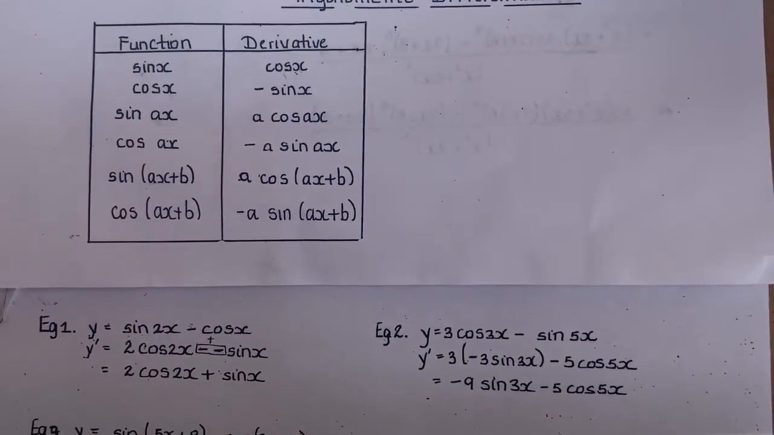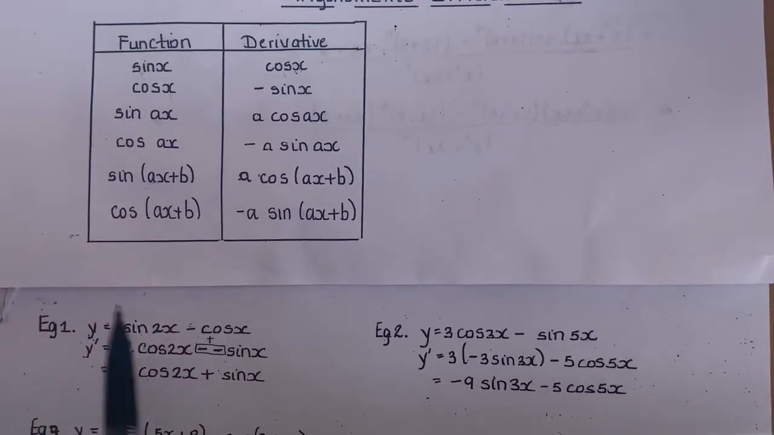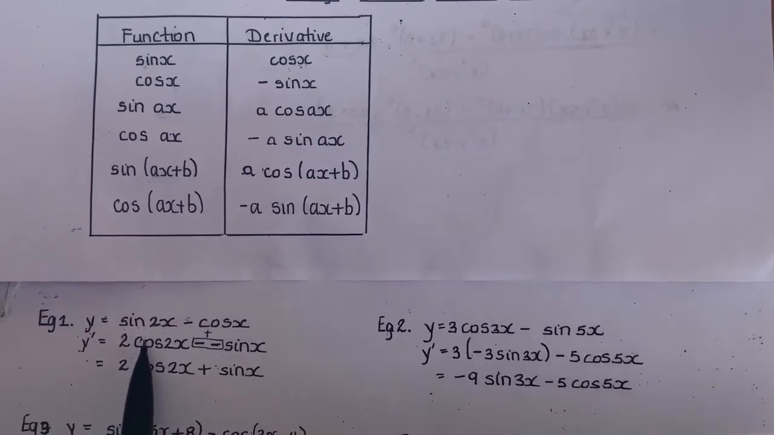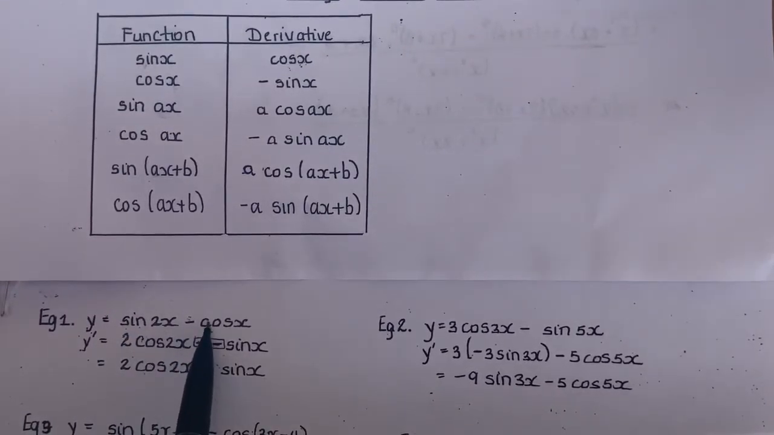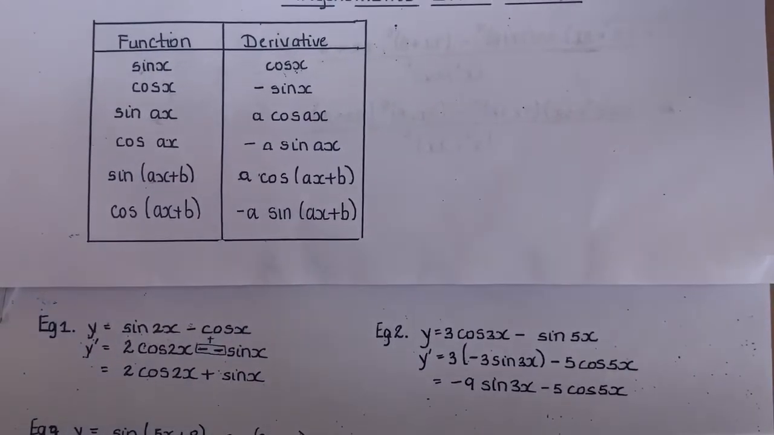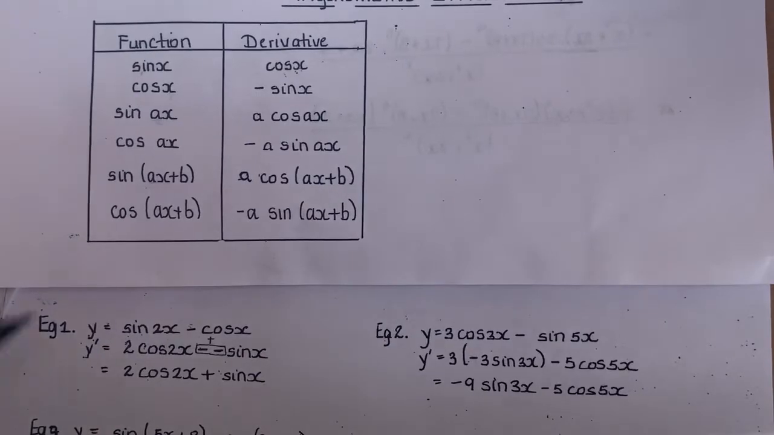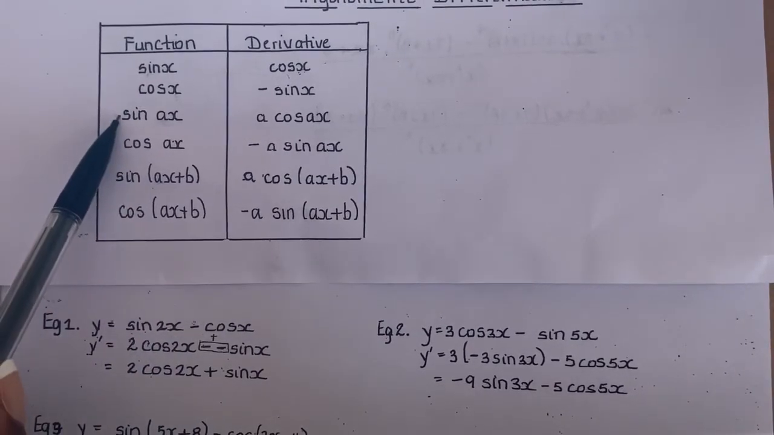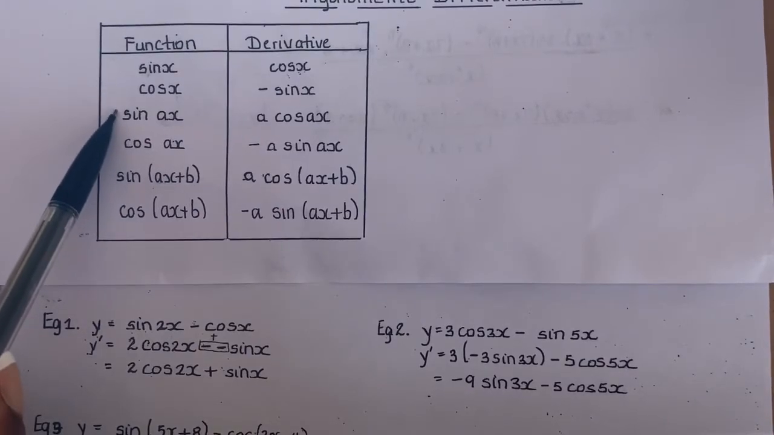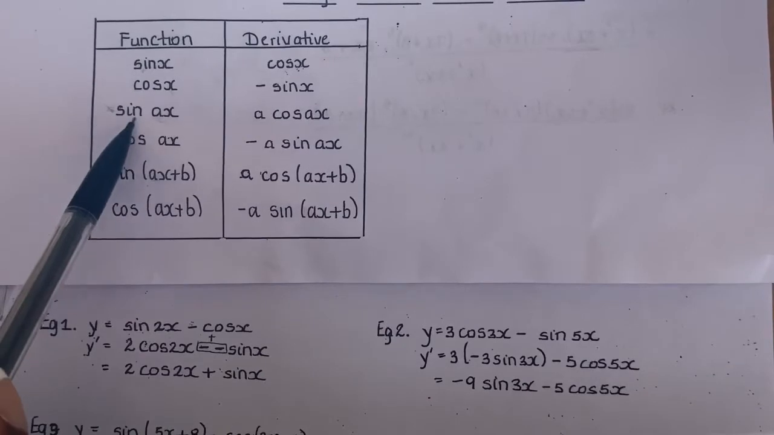Now, what does all of this mean? Let's look at two examples. Follow along. So we have our first example: y equals sine 2x minus cos x. You're just going to follow the pattern to get your derivative. Now sine 2x is in this form. For sine 2x, we have sine ax.